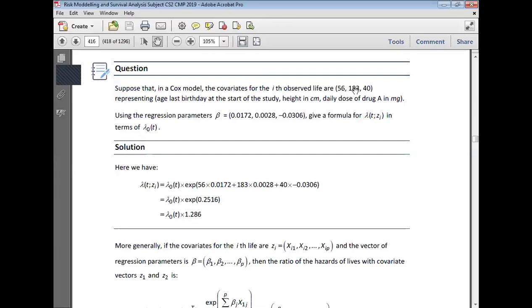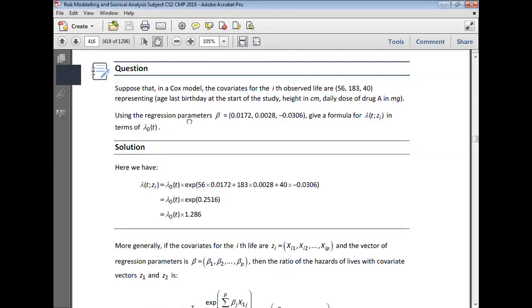Then the person's height in centimeters is 183. And then the daily dose of drug A in milligrams is 40 here. So these are the three covariates that we are considering, and these are the values that we have for this particular observation.